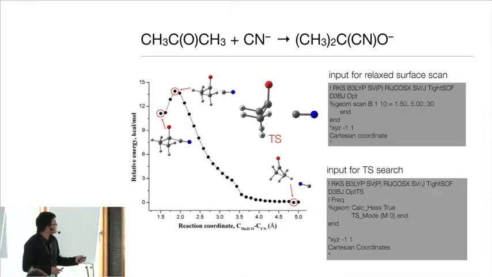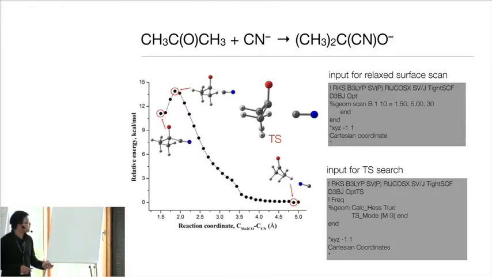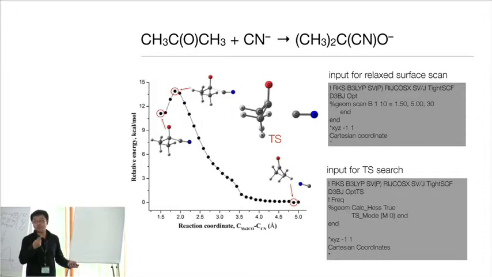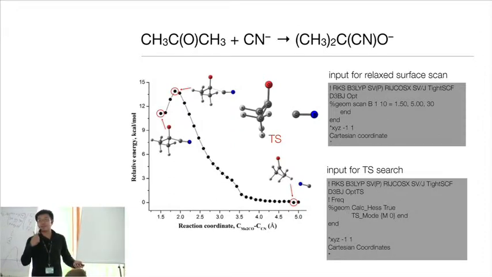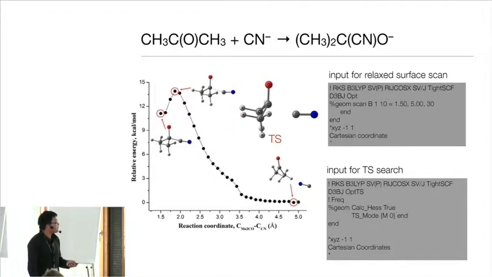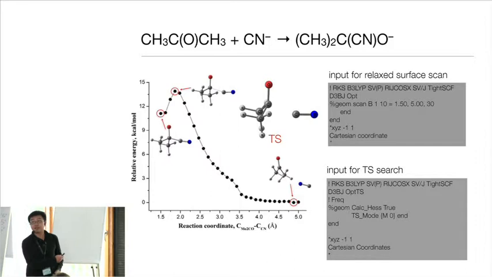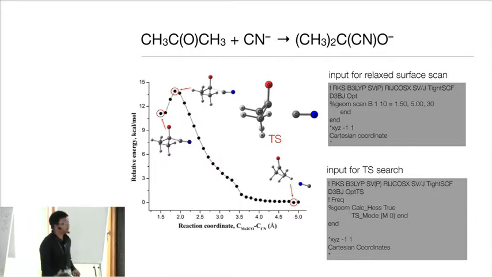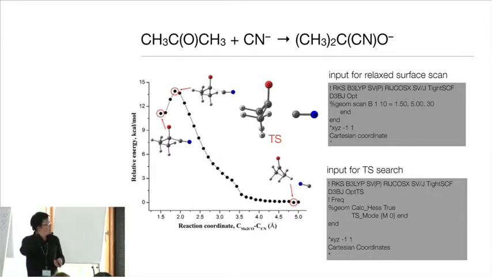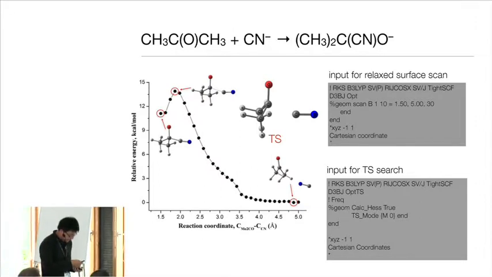Then we take the highest-energy geometry and calculate the frequency. This is a simple case; you only have one imaginary mode. Then we ask the program to follow the mode. Our program starts counting from zero, so that is the first mode, which has the imaginary frequency. Then we optimize the geometry, and you want to check this, as you know from vibrational spectroscopy. Look at this imaginary mode.